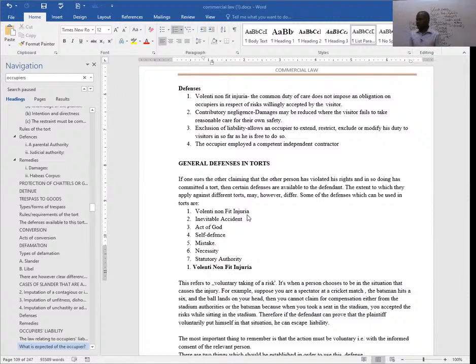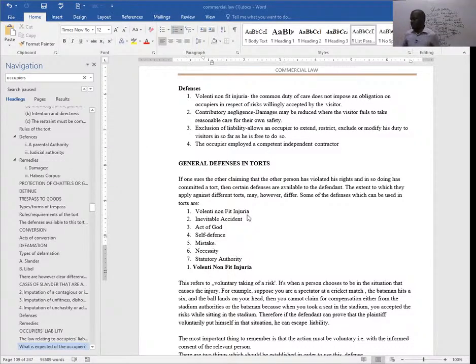Self-defense, maybe you committed a particular wrong as a result of self-defense. So maybe that one can be applied here under the tort of trespass with regard to persons. So maybe battery. So you ended up committing battery while you're carrying out self-defense.